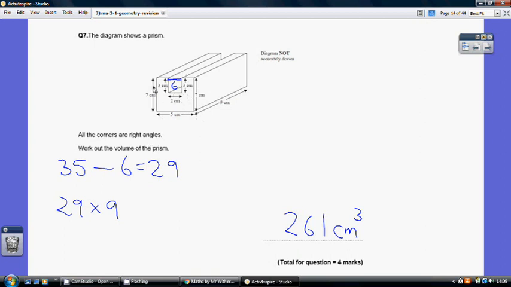So a quicker way to work out the area of this cross section is 35 take away 6, which is 29, and then step 2, multiply this by the depth of the prism. 29 times 9 is 261 centimeters cubed.